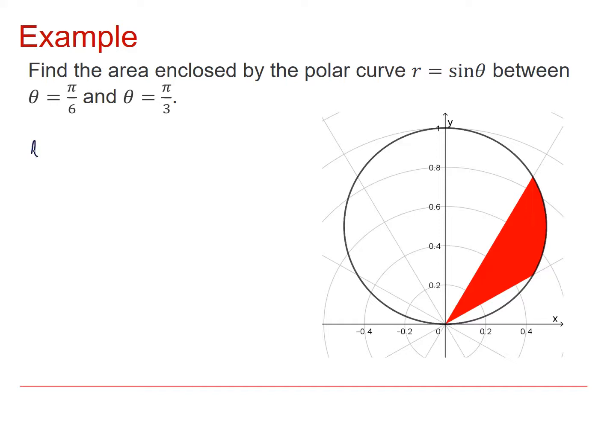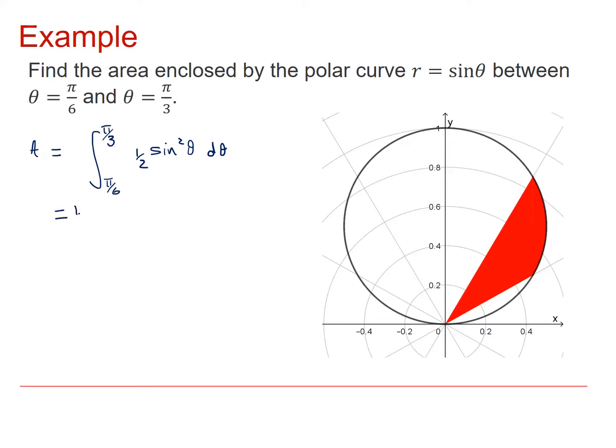We know that our area is equal to the integral between pi by 6 and pi by 3 of a half sine squared theta d theta. Remember, it's a half r squared d theta. Now, integrating sine squared, we can't do directly. We're going to use the double angle formula.